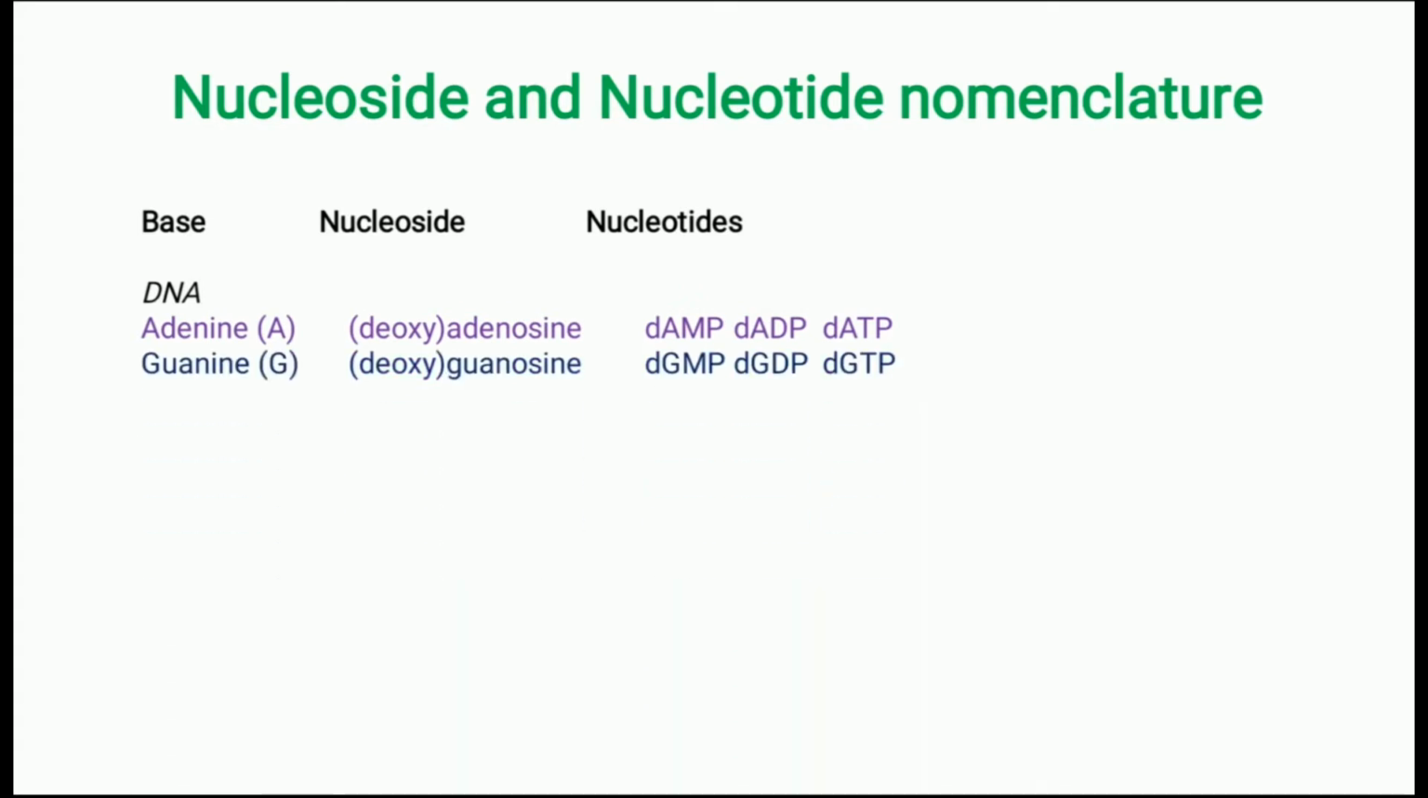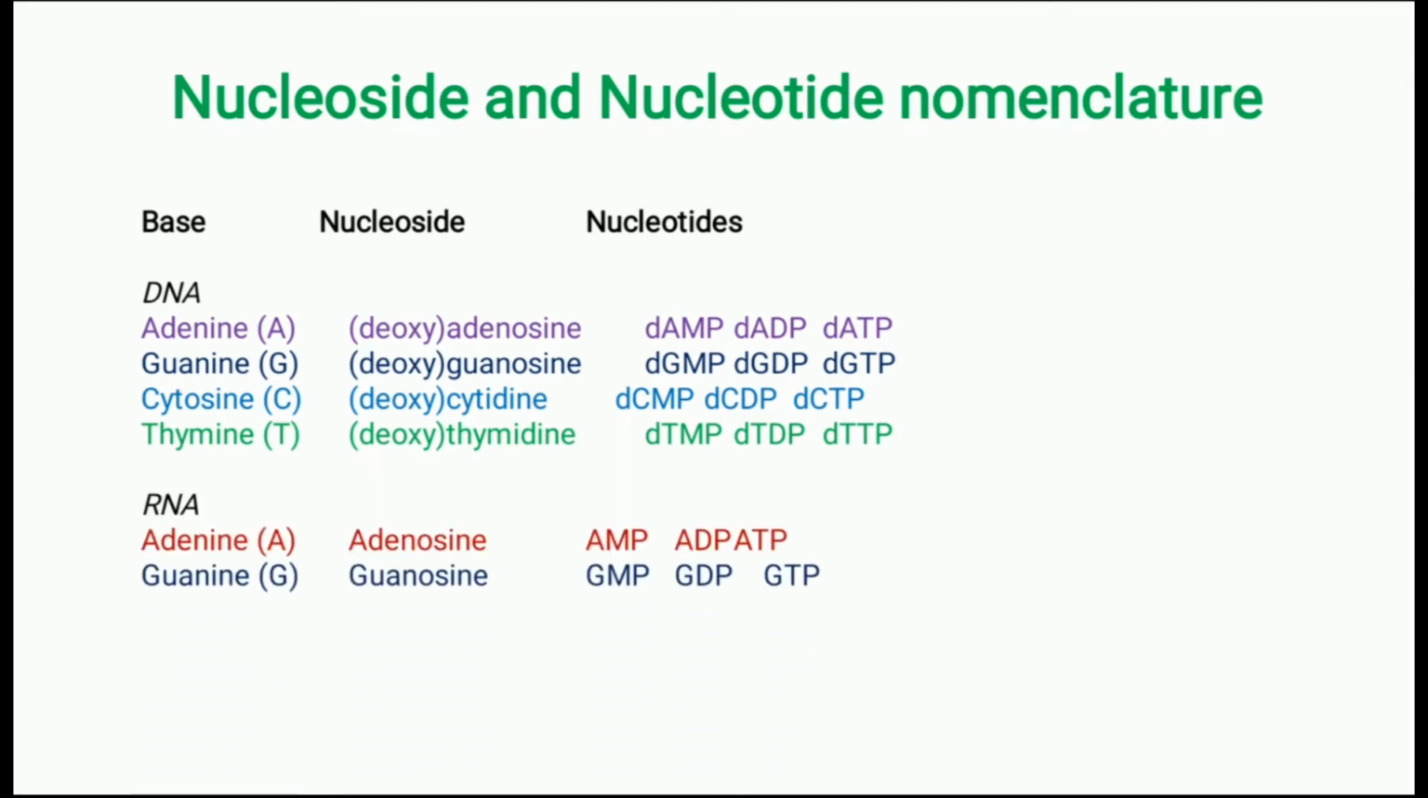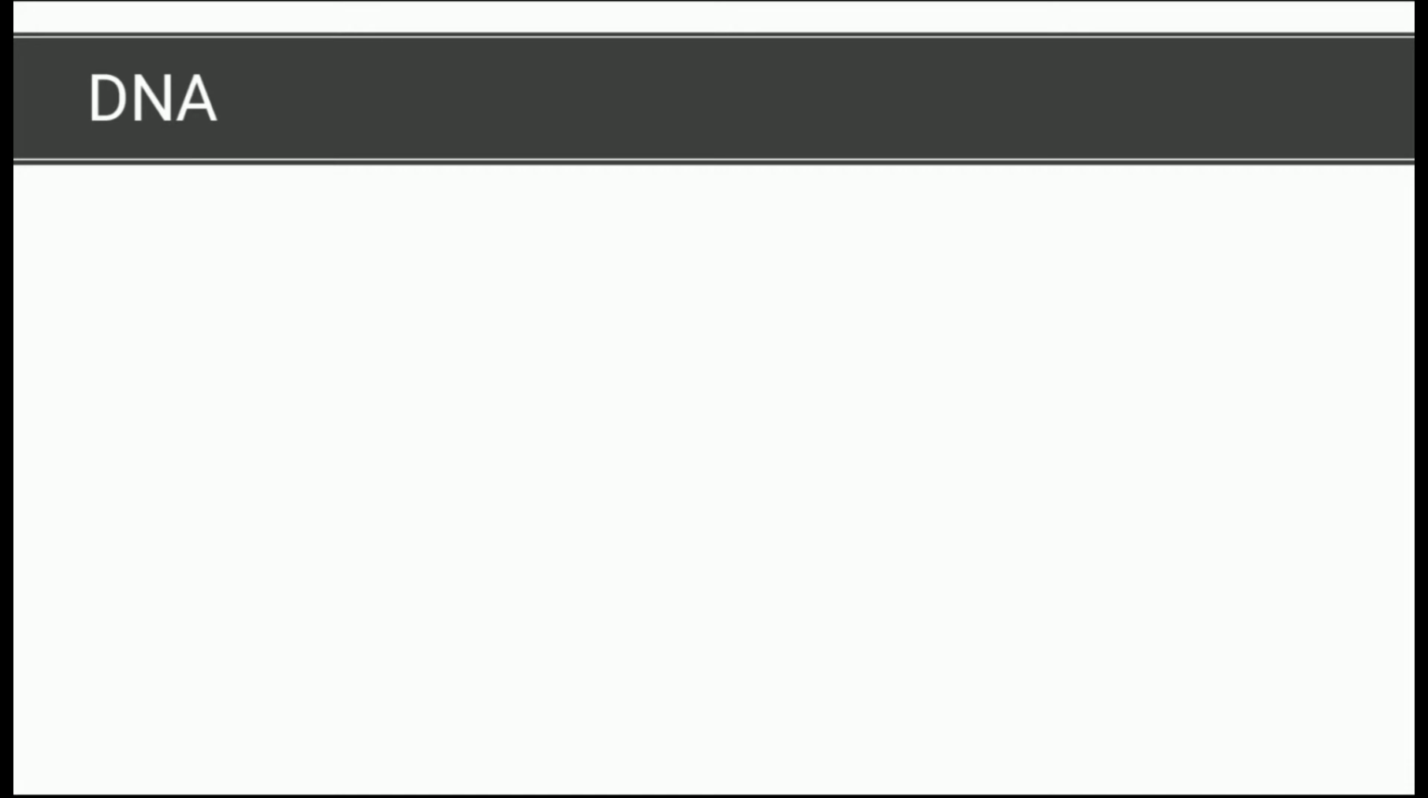First, in DNA, adenine is present as adenosine or deoxyadenosine monophosphate, deoxyadenosine diphosphate or deoxyadenosine triphosphate. Guanine nucleoside is called guanosine or deoxyguanosine monophosphate, diphosphate or triphosphate. For cytosine, deoxycytidine or cytidine monophosphate, cytidine diphosphate or triphosphate. For thymine, deoxythymidine or thymidine monophosphate, diphosphate or triphosphate. In the case of RNA, adenosine, guanosine, cytidine and uracil, which is called uridine, and uridine monophosphate, uridine diphosphate and uridine triphosphate. Now we will see specific changes in DNA molecules.